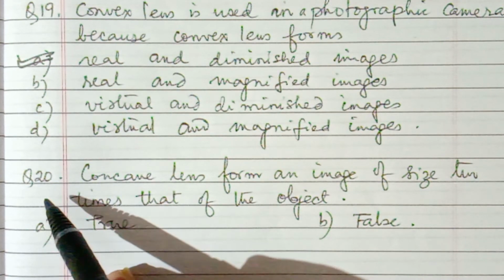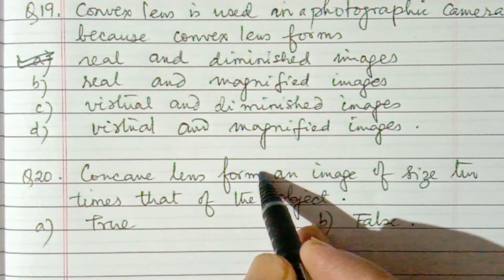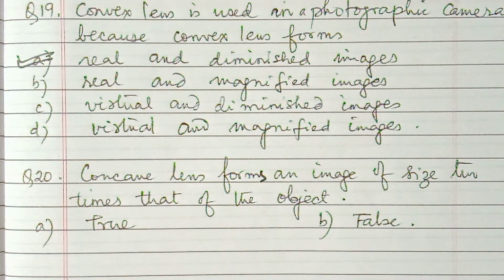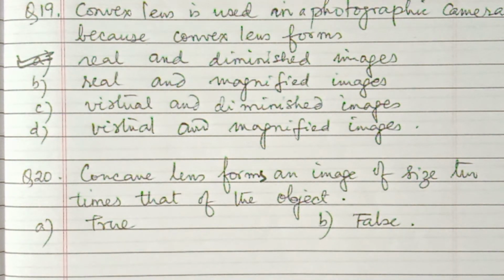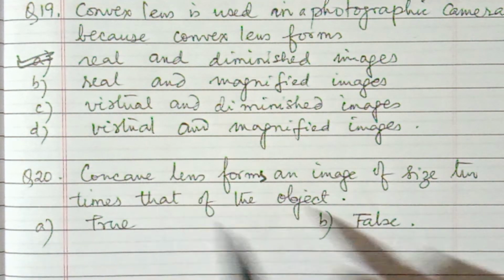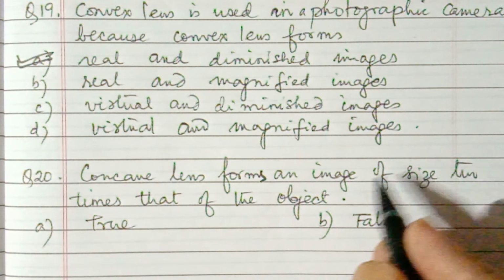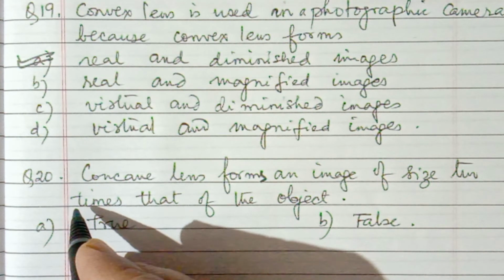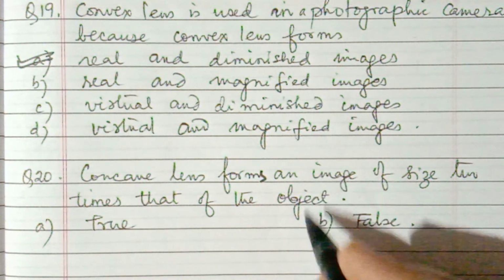Next, question number 20. Concave lens forms an image of size 2 times that of the object. Can concave lens form an image of size 2 times? As we have discussed before, concave lens always forms diminished images. So there is no question of forming an image of size 2 times that of the object. So this is false.